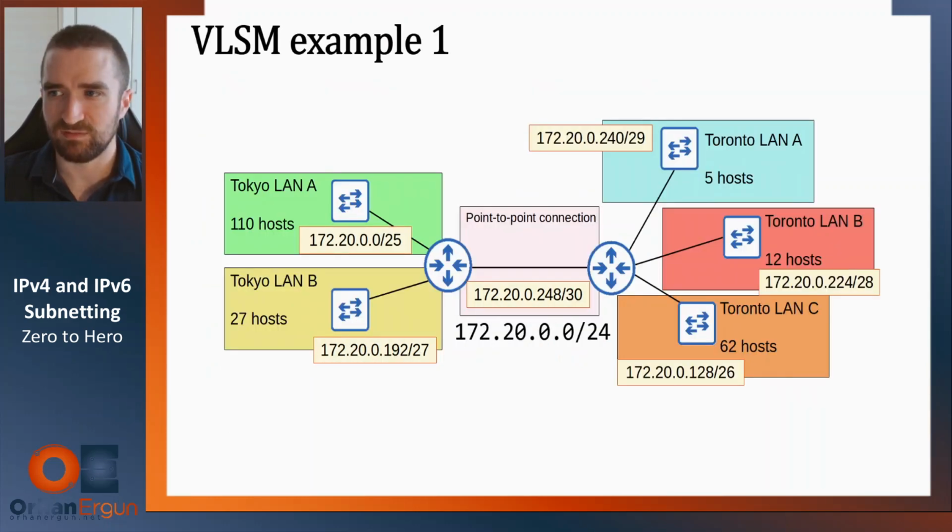Okay, so here is a summary of VLSM example 1. So we started with a /24 address block, a /24 network, and we divided it into 6 subnets, each with a different prefix length. So this one has a /25, /26, /27, /28, /29, and /30. This is VLSM, variable length subnet masks.